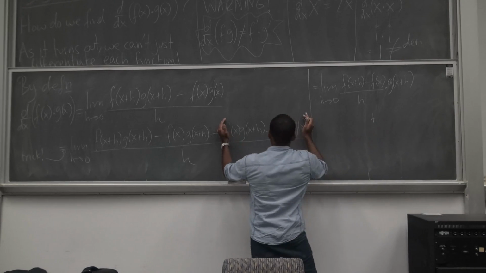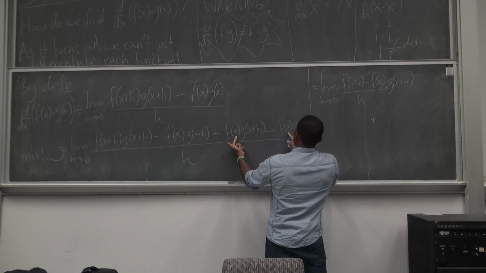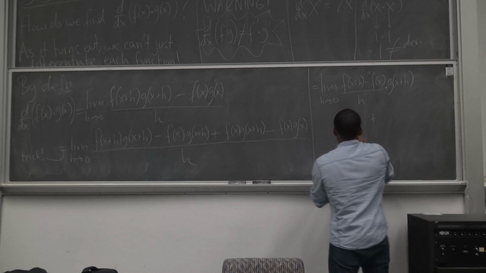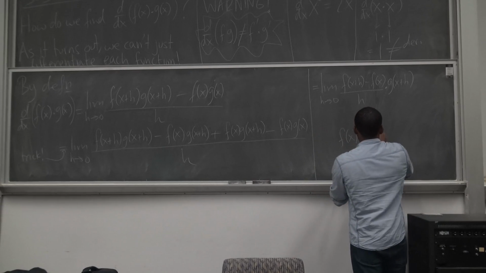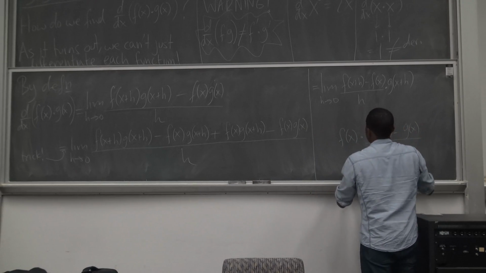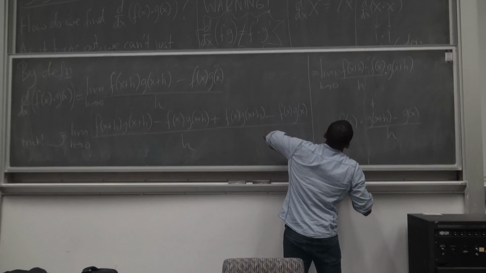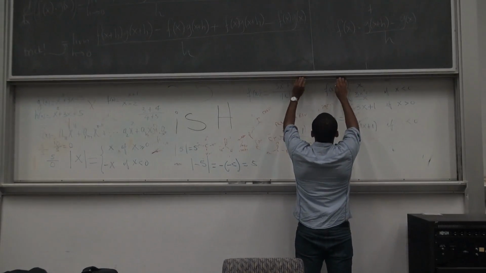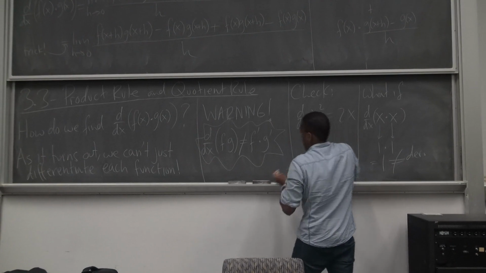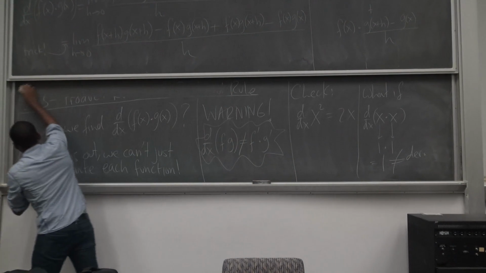I'm going to do the same thing here. In this case, my f of x is the common term, so I'm going to factor that off, and I'd actually be left with g of x plus h minus g of x over h. Things are starting to look familiar now.